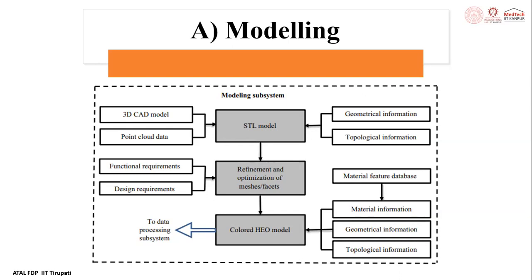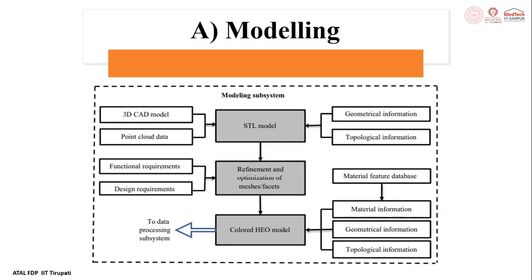When we look at the material feature database, there is the material information, and then you have geometric information, then you also have topologic information. So these three are very important, and they get all this information.